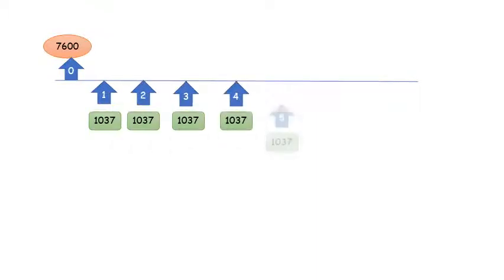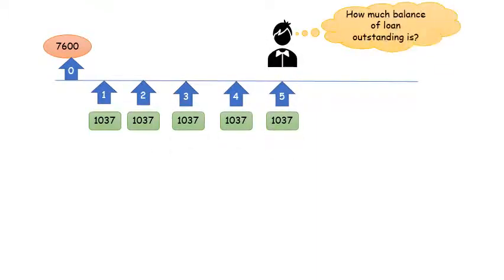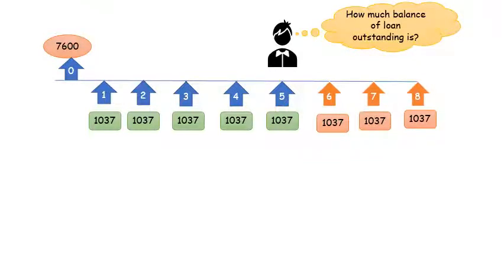The borrower can use another method to find the balance of the loan outstanding after 5 quarters. Actually, at the end of quarter 5, the remaining payments or the remaining installments will be 3 installments. In other words, the borrower should pay 3 installments in the future.